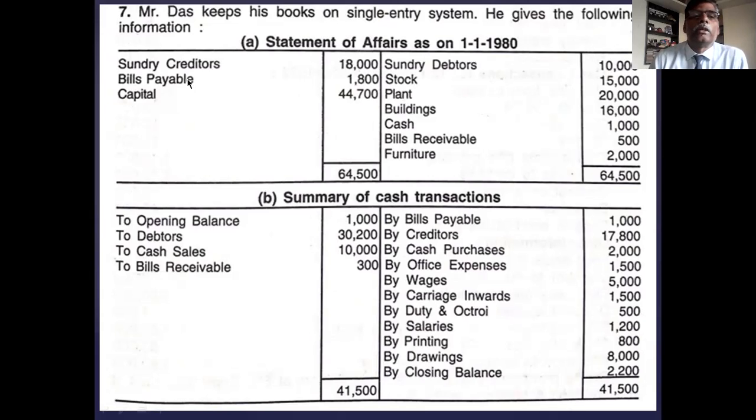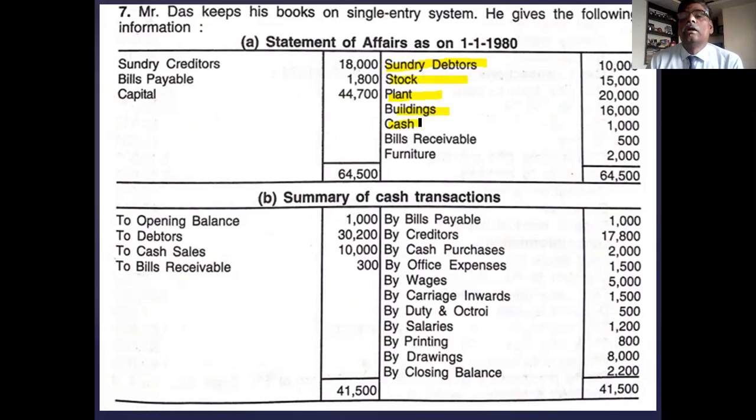Okay, first I'll tell you items coming in our solution. If you start with the statement of affairs, in the opening statement of affairs, creditors is there, it goes to opening balance. Then bills payable is there, this is opening bills payable. Capital is there, capital goes to balance sheet. Opening capital goes to balance sheet. Okay. And come to the asset side. Debtors, sundry debtors. This sundry debtors goes to opening balance of debtors. Stock goes to trading account. Plant goes to balance sheet. Building goes to balance sheet.